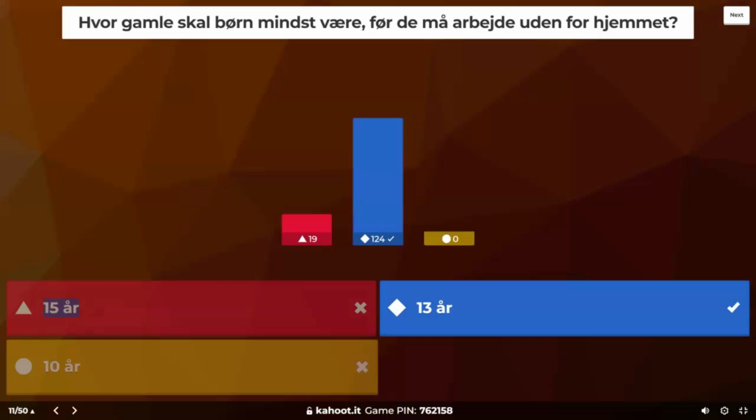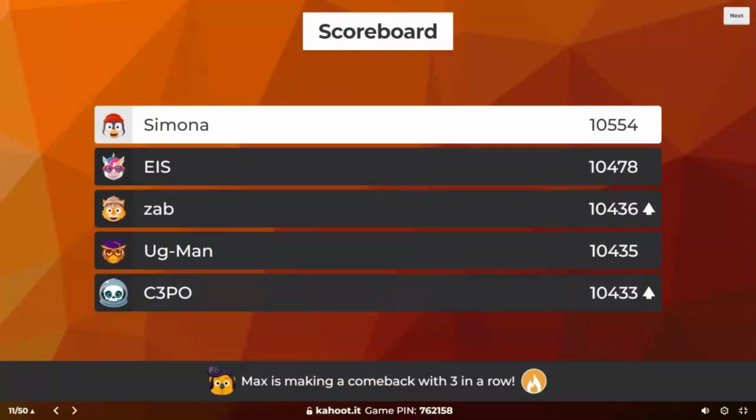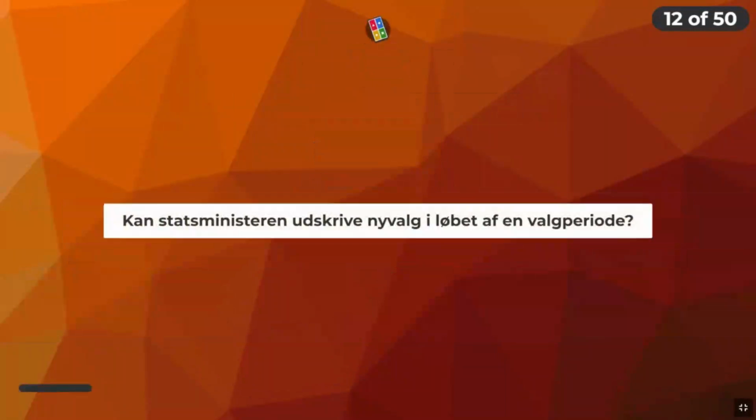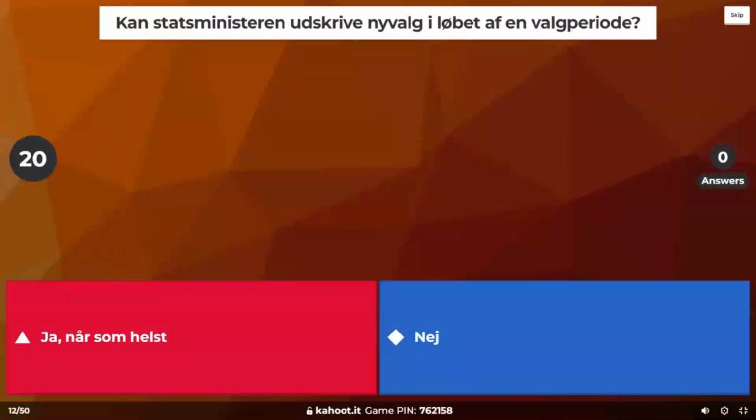Right. A majority of you got this right. The second biggest city in Denmark is Aarhus. Someone said Copenhagen. Anyways, 11 people got this wrong. Fix it, please. It will show up on your profile. Next one.